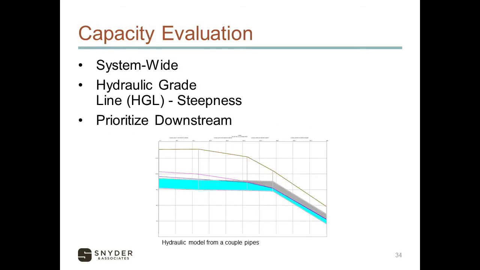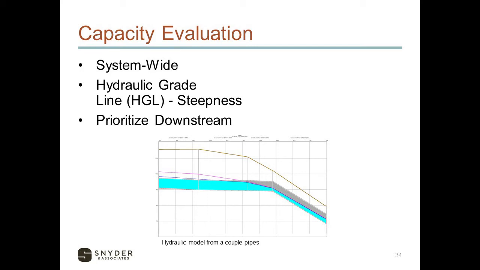This graphic here is just a 1D output of a hydraulic model for a couple pipes, and just wanted to highlight what we see from the modeling perspective. If we look at the right side of the graphic, the purple line is our hydraulic grade line. So that's representing our head losses in the system. And so it's running parallel with our flow at this location.